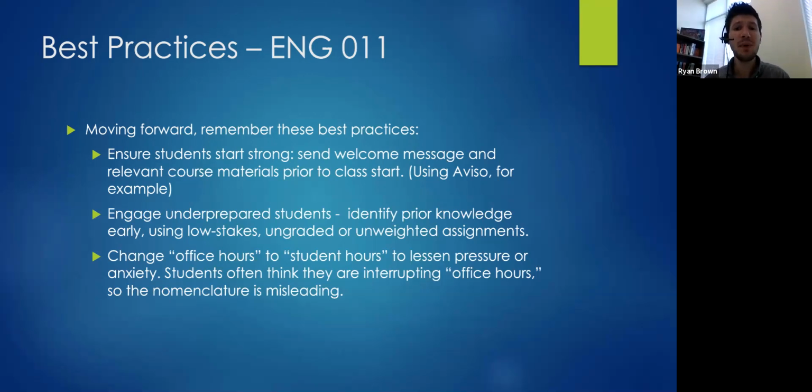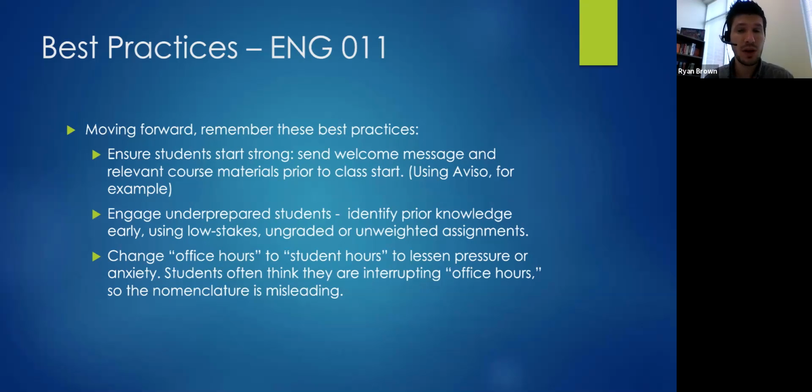But changing the nomenclature to student hours suggests we're blocking off this part of the day for you, the student. If you have any questions, if you have concerns, if you want to even take a look at a draft you're working on, we can have a one-on-one conversation. Those are all really meaningful and fruitful interactions.